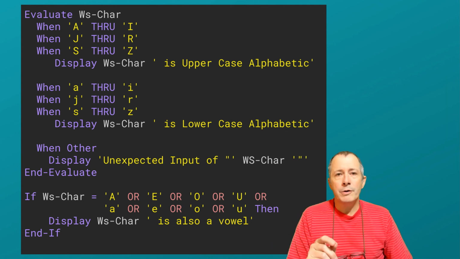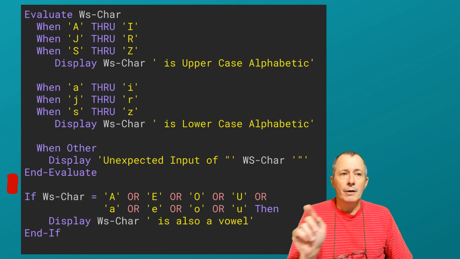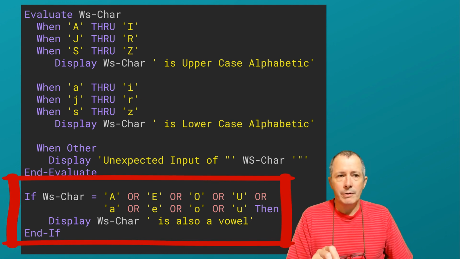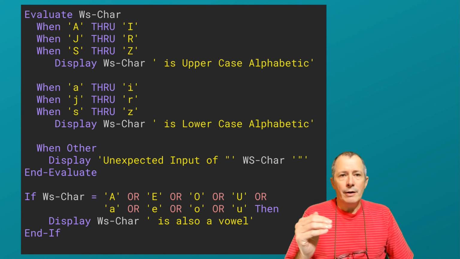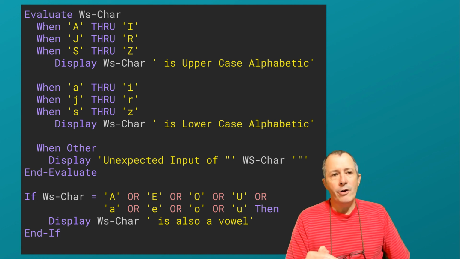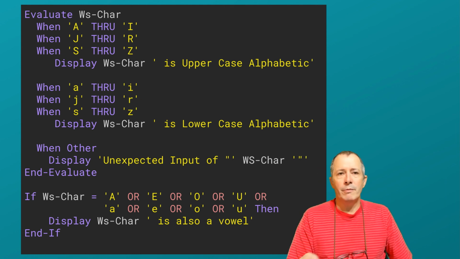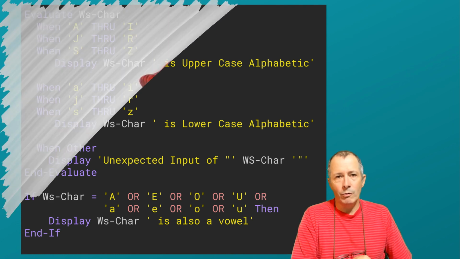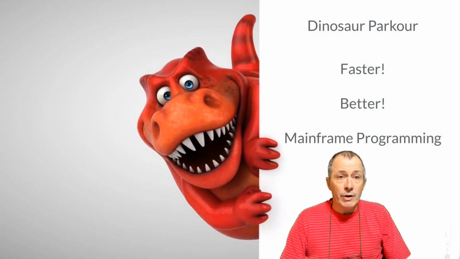This shows how I would correct the problem without using the also. It's by adding an if statement to detect the vowel condition. The evaluate is used to detect if WS-CHARACTER is alphabetic, and the if statement that follows checks if WS-CHARACTER contains a vowel. Thank you for listening to this video about evaluating variables.